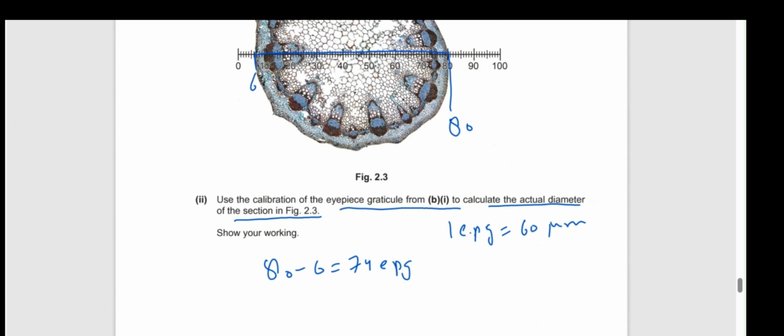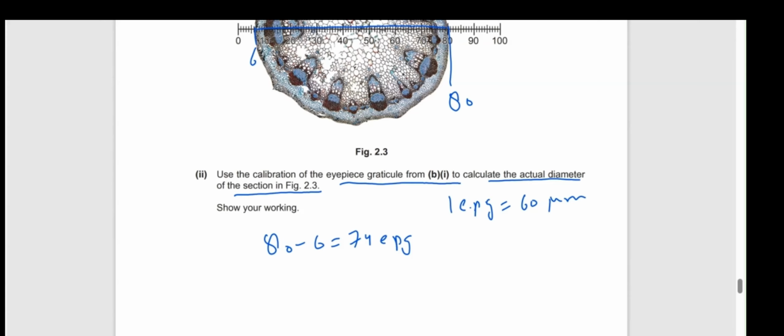Now, moving to this question, let's see what is the diameter of this cell. If we see, we start from 6 over here and we end at 80, means 80 minus 6, 74 eyepiece graticule units is the diameter of the cell. We have to find the actual. Because one eyepiece graticule unit is equal to 60 micrometers, we can say 74 into 60: 6 fours are 24, 6 sevens are 42, plus 2 is 44. It will be 4,440 micrometers.